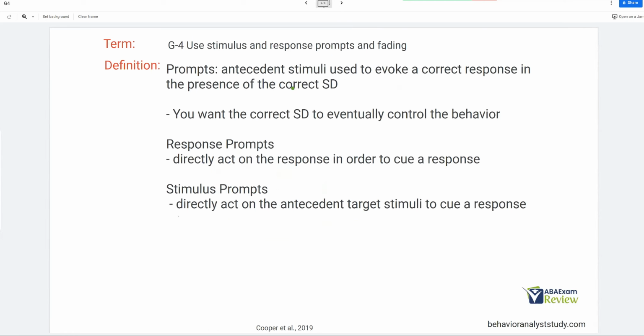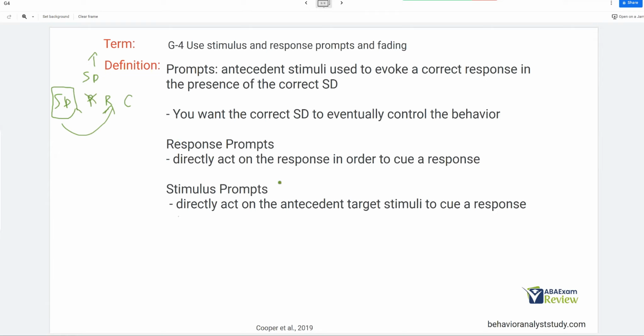So, G4 prompts. Antecedent stimuli used to evoke a correct response in the presence of the correct SD. Probably something or nothing you don't know, right? I think everyone's pretty familiar with our prompts. We have our SD, we have our prompt, we have our response, and then our consequence. As always, the prompt goes in between the SD and the response, and this becomes the temporary SD, which is why we have to fade it out eventually. That's the entire idea, because you want the correct SD or the natural SD to control that response. You don't want the prompt always controlling the response, but we use prompts in order to get to that point.